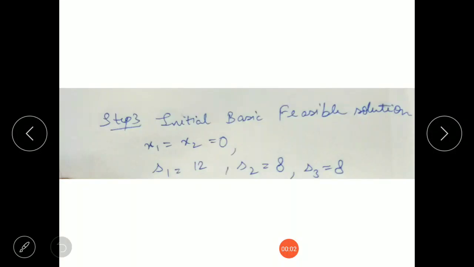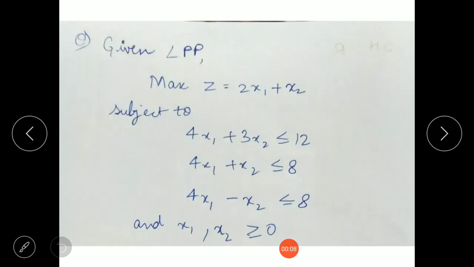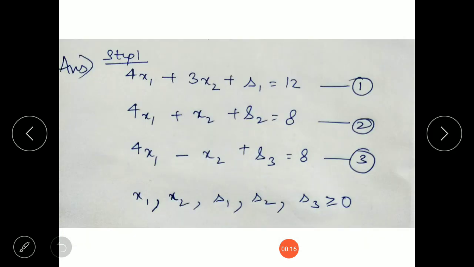Hello students. In the previous lecture I was discussing degeneracy in the simplex method and I took one problem for that, a maximization problem subjected to three inequality constraint equations, and we proceeded till the step of finding the initial basic feasible solution. After equating the non-basic variables to 0, we found the basic variables to be positive, so we can apply the simplex method here.